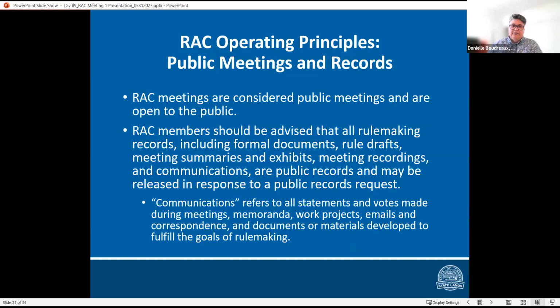So, regarding public meetings and records, this meeting is open to the public. RAC meetings are public meetings and are open to the public. Members should be advised that all rulemaking records, including formal documents, rule drafts, meeting summaries, exhibits, meeting recordings, and communications are public records and may be released in response to a public records request. Communications refer to all statements and votes made during meetings, memoranda, work projects, emails, correspondence, and documents or materials developed to fulfill the goals of rulemaking.